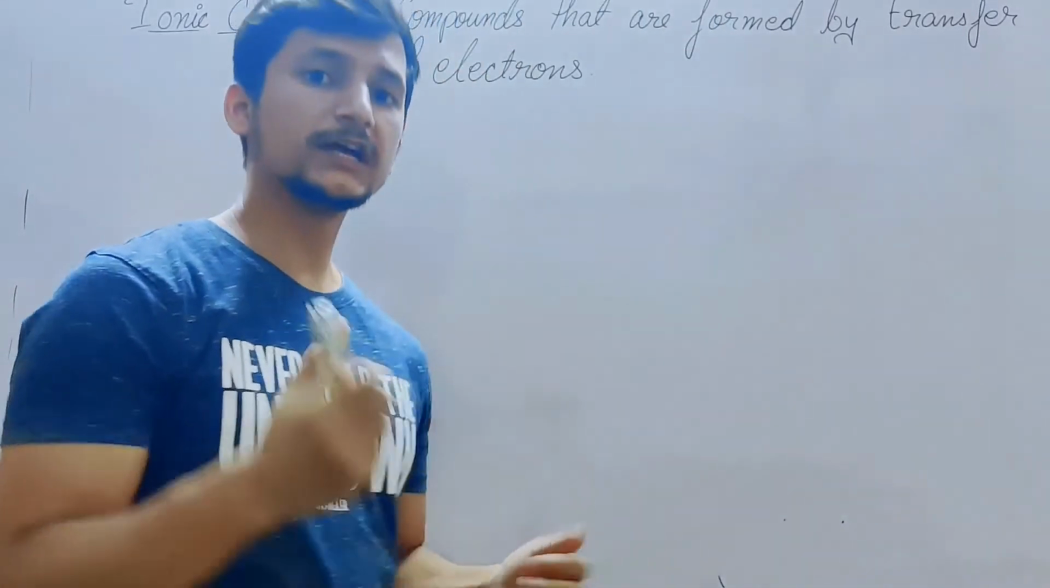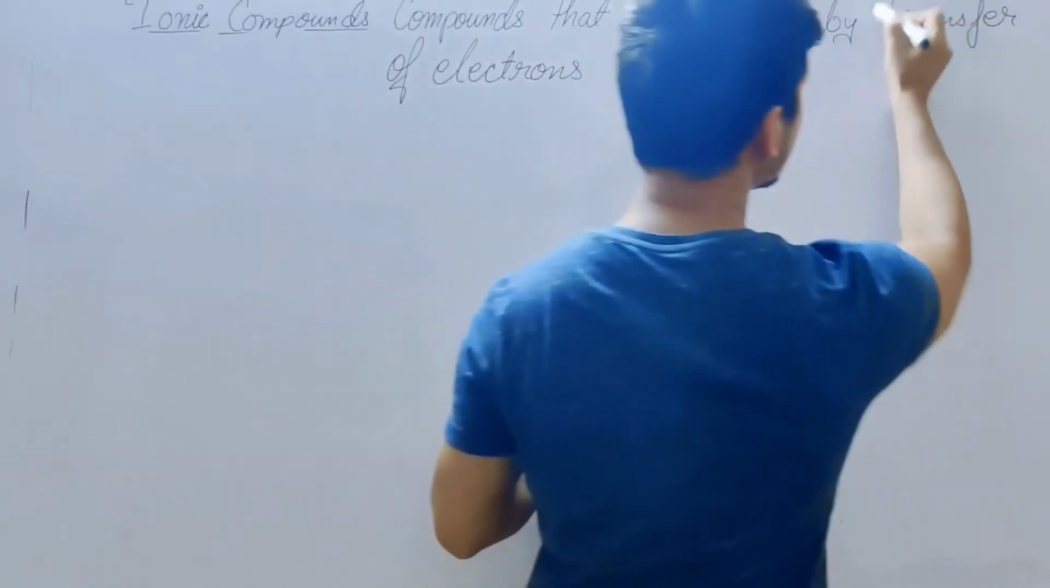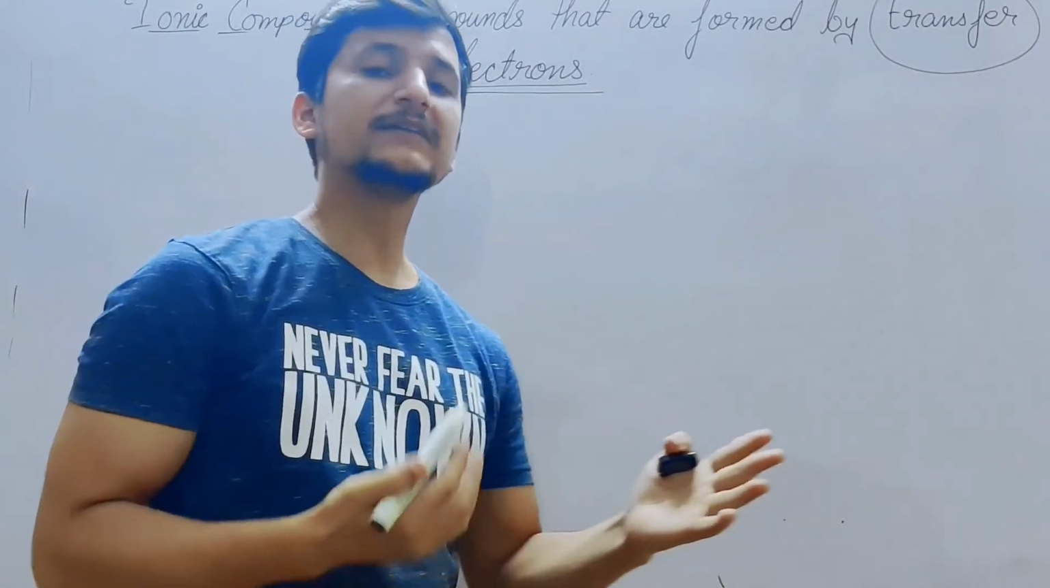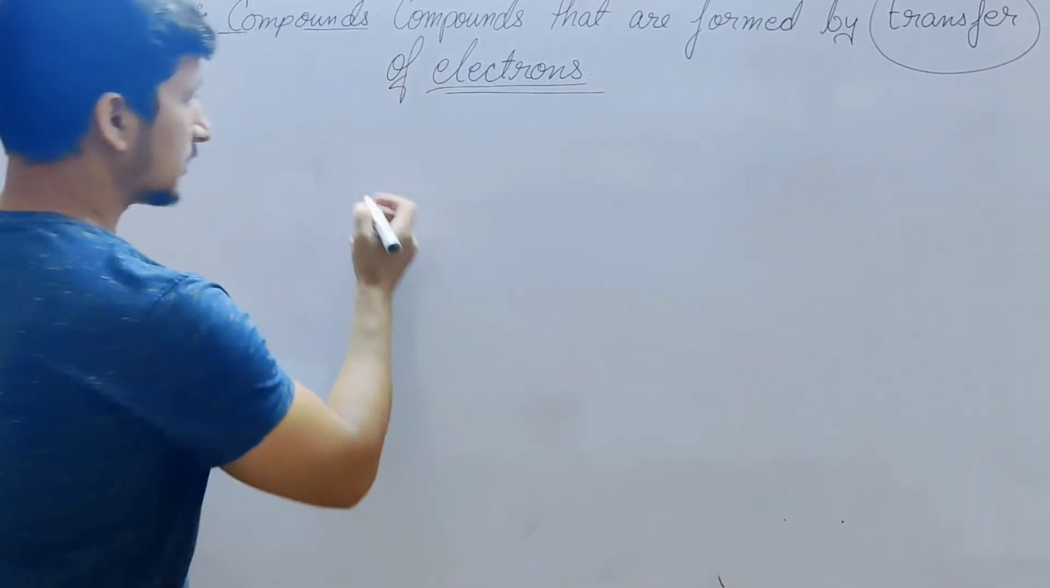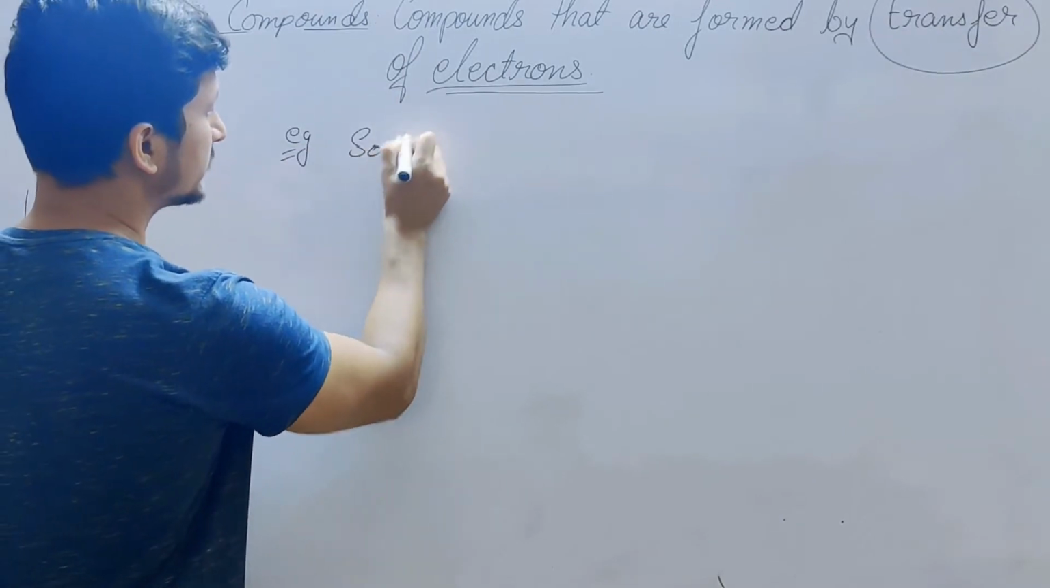So, first of all, what are ionic compounds? Look, compounds that are formed by transfer of electrons are called ionic compounds. So, here what do you mean by transfer? Look, taking example of sodium chloride.